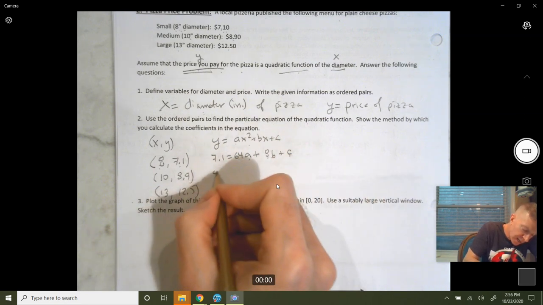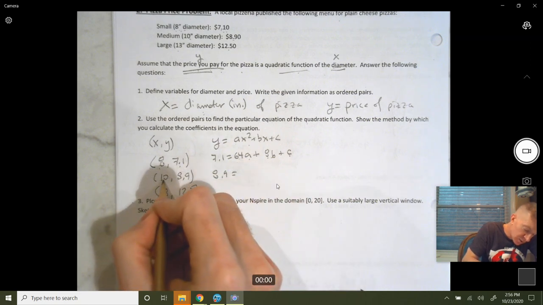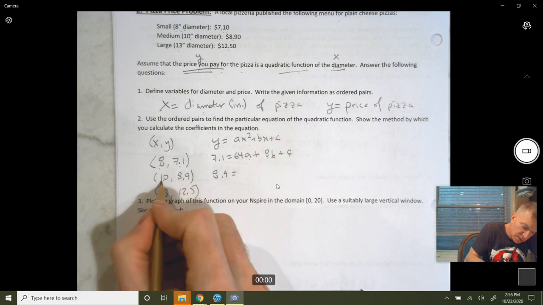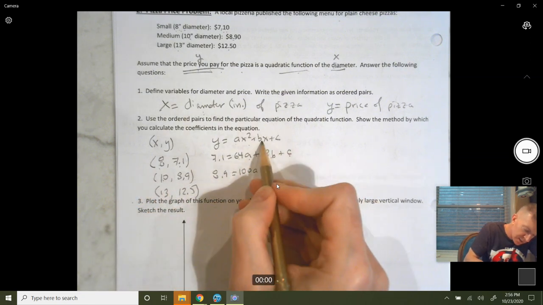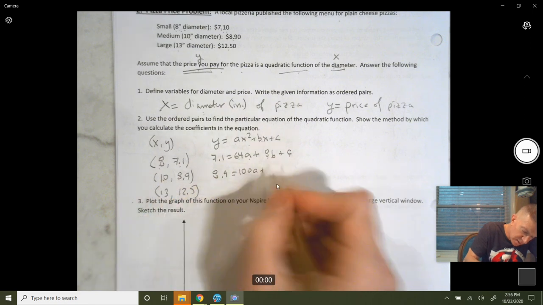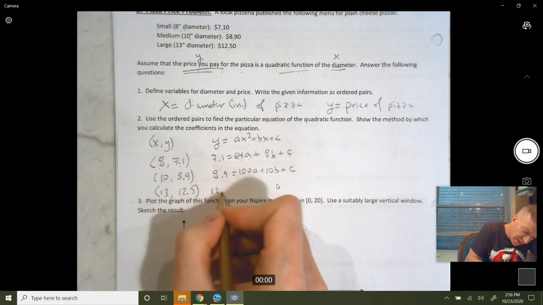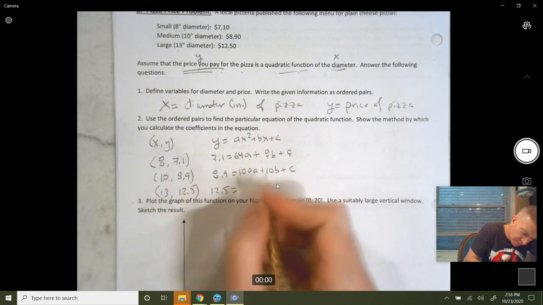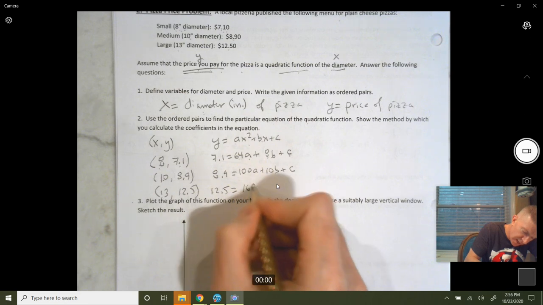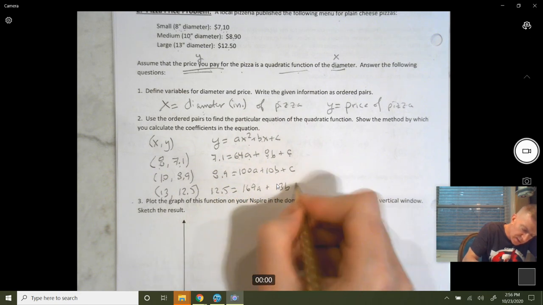The next one, 8.9 is equal to ax squared. X is 10, so 10 squared is 100. 100a plus bx, so b times 10, 10b plus 1c, and 12.5 is equal to ax squared, a times 13 squared, 169a, plus bx, 13b, plus c.